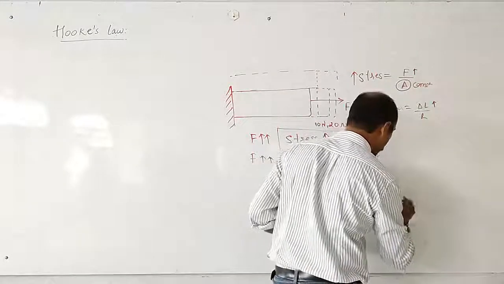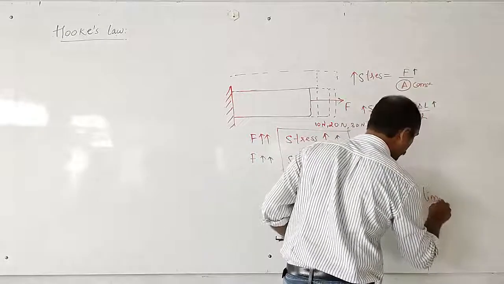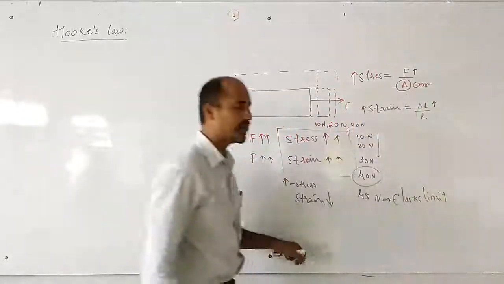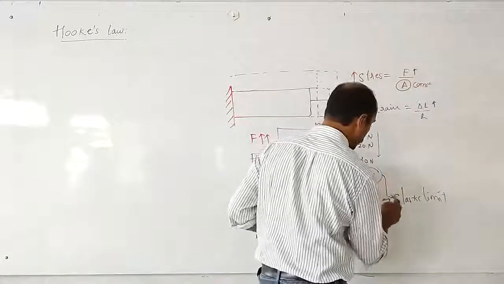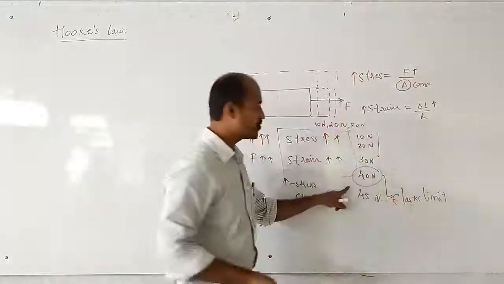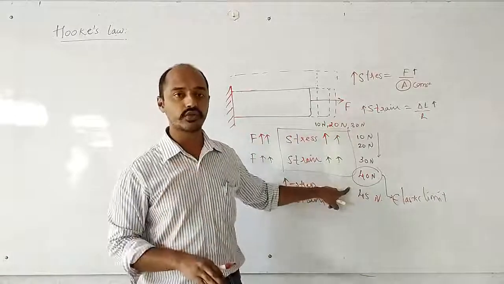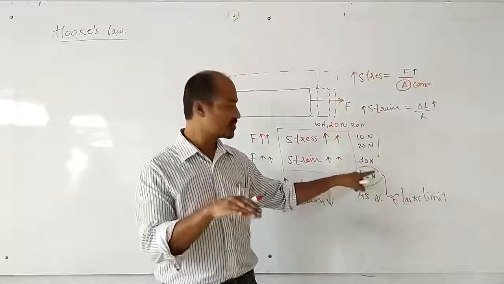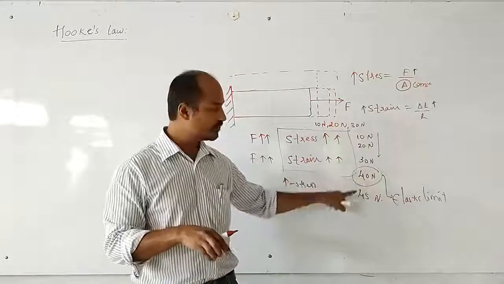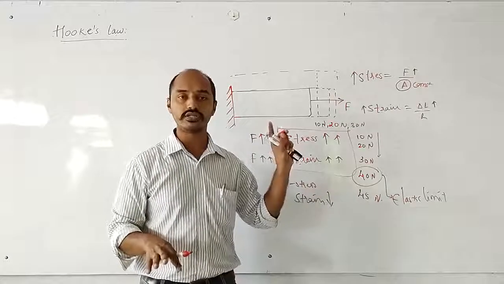If this is the elastic limit, up to this force, this one is the elastic limit. Up to this force, 40 Newton force, stress and strain are directly proportional to each other. Once the applied force crosses 40 Newton, then stress and strain are not proportional to each other. Getting my point?